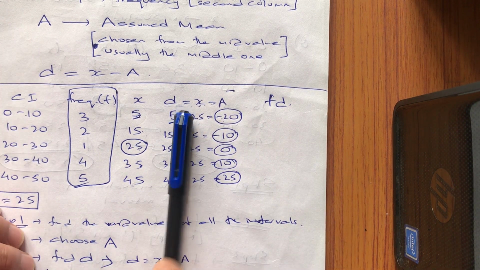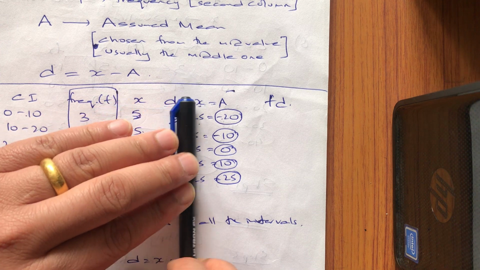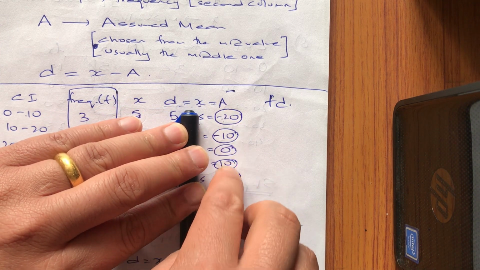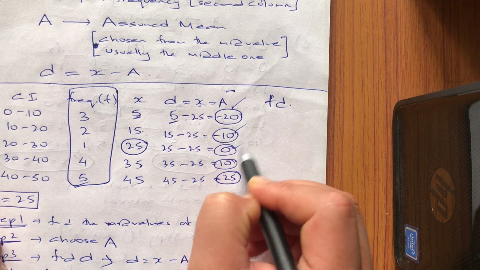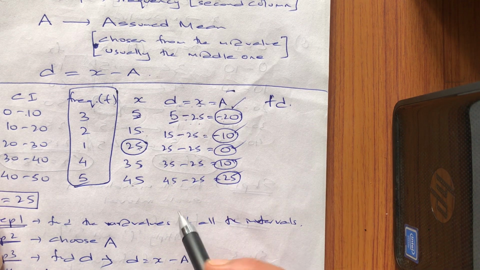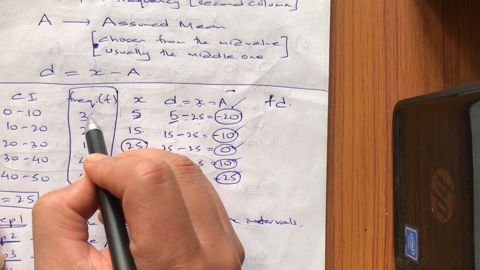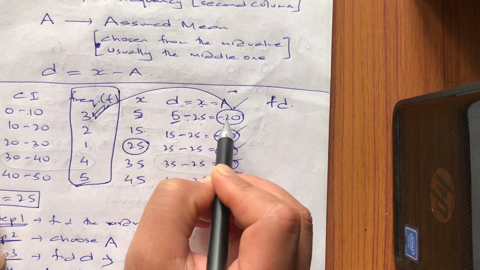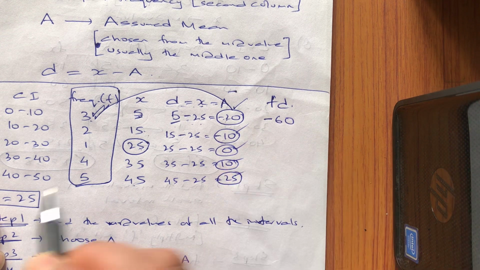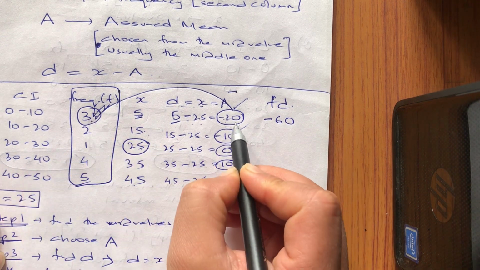So remember, these are not D. That's what I said. In exams, you don't have to show all of this. You can just do it in the rough, and then you can simply write the answers. These are the answers for your D. That's why I've highlighted it, I've circled it, so that you don't get confused. So it says F and D has to be multiplied. So the first F over here gets multiplied with this D. So 3 into minus 20 gives me minus 60.